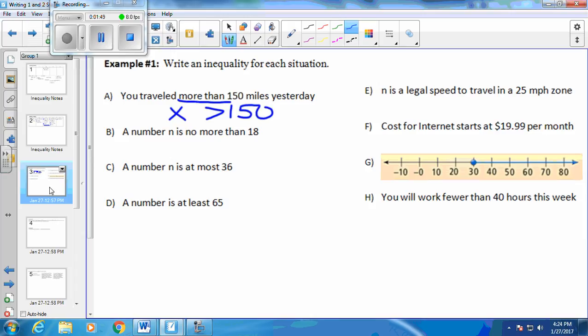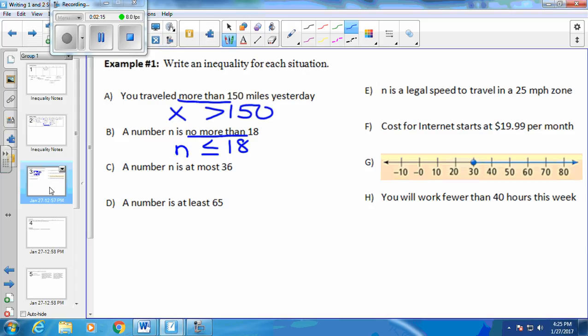For B, it says a number n is no more than. Don't skip over that word no. If I'm thinking more than, I'm thinking greater than, but because it says no more than, I actually need to have a less than symbol. And if I can have no more than 18, I can include the 18, so that is included in there. So I will have n is less than or equal to 18.